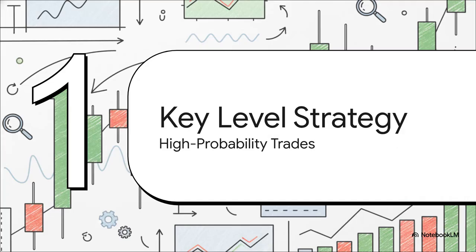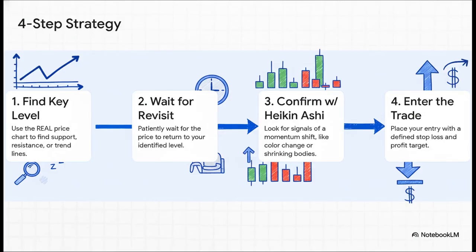All right, it's time to put it all together. Let's combine this knowledge of candles and signals into a simple but really effective trading strategy. This is the 4-step key level strategy. Step 1, and this is the most critical part, is to find a key level, like support or resistance, on the real price chart. Step 2 is all about patience. You just wait for the price to come back to that level.